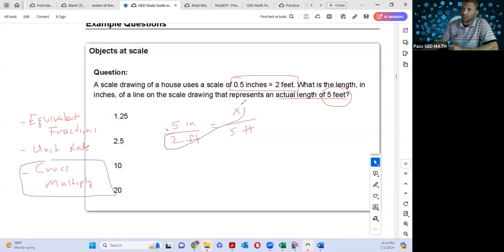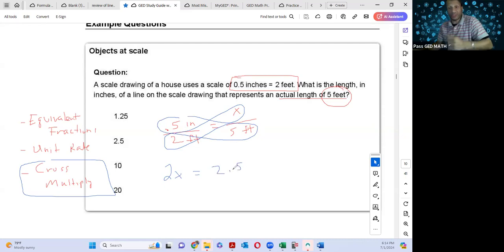So 2 times x is 2x. 0.5 times 5 is 2.5. If you didn't know that, you would put it in your calculator. Okay. This is a one-step algebraic equation. We're going to divide both sides by 2. And we get x equal 1.25. Now, again, if you didn't know that, you could put it in your calculator. Okay. So that's how we got 1.25.